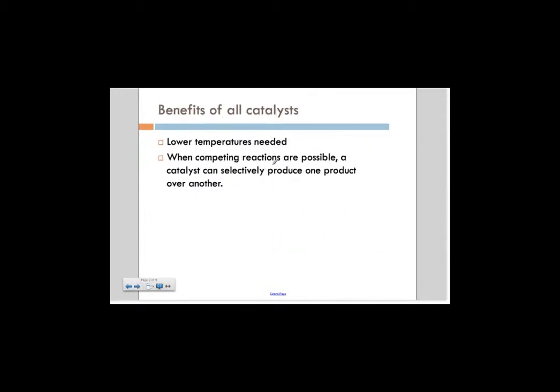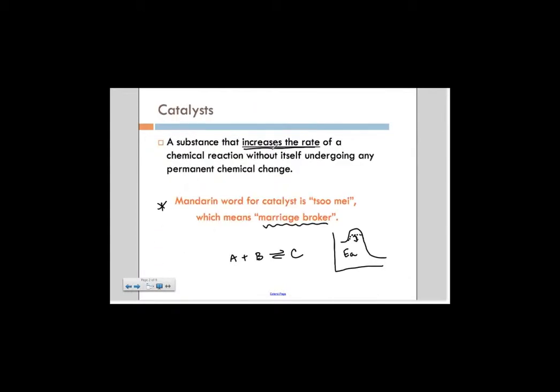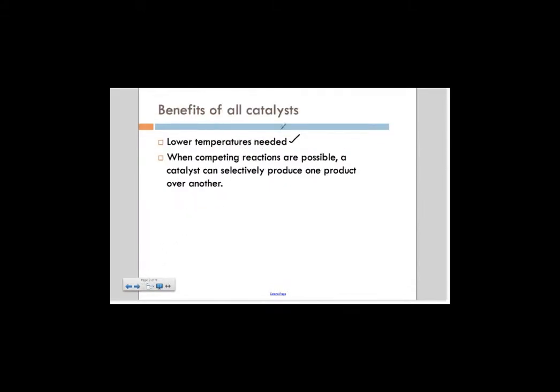Regardless of what type of catalyst you're using, whether heterogeneous or homogeneous, the main benefits of catalysts are listed here. One of the main ones is that lower temperatures are needed, usually, to increase the rate of a reaction. Temperature is definitely one knob you can turn, and so a catalyst allows you to run under lower temperatures. And this applies to lower pressures as well, if you are dealing with gases as your reactants.